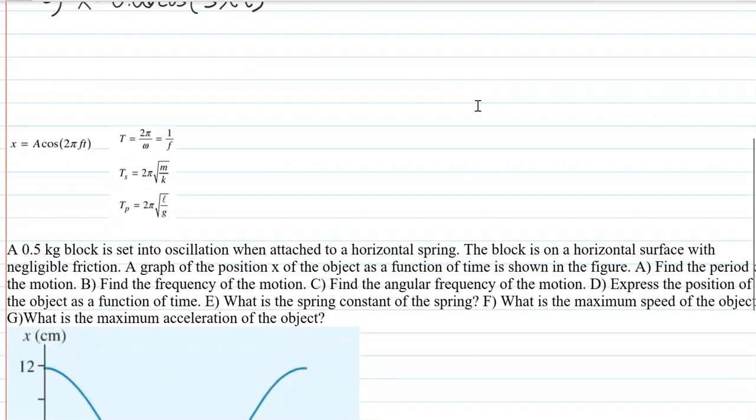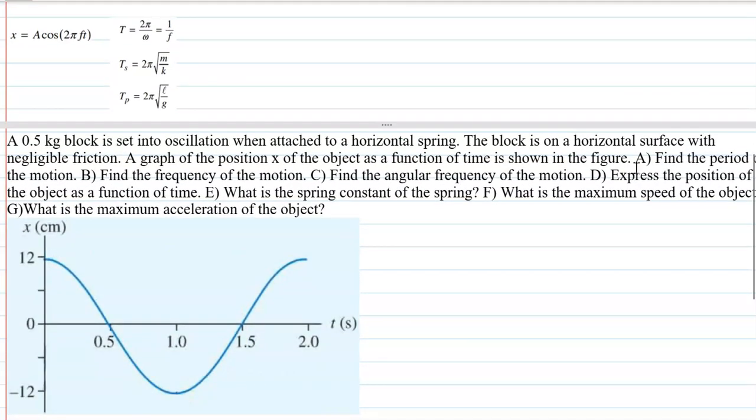Okay, this next problem here is a little bit different. We're going to get information from a graph rather than taking a function and getting information from that function, or making a graph from information that we're given. So we've got a 0.5 kilogram block that is set into oscillation when attached to a horizontal spring. The block is on a horizontal surface with negligible friction.